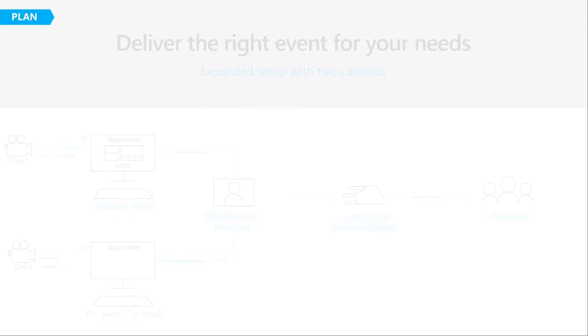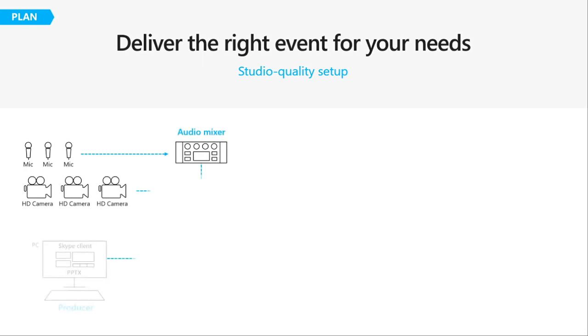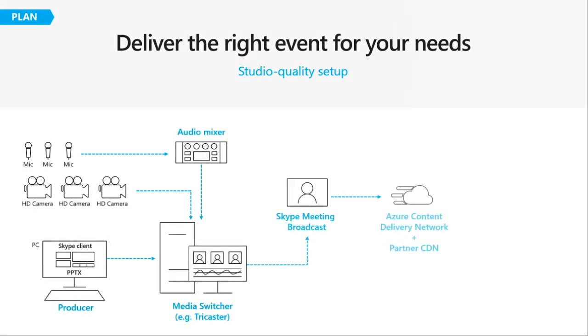The second piece that I want to talk about is the studio grade quality. Do any of you in the room have an existing studio set up at your corporation? Okay, so maybe like 10, 20% of you. The good thing about this is that because you already have an Office 365 license, you can automatically connect your audio mixers and your video media switchers directly as inputs into a Skype meeting broadcast, so they could be treated as video inputs.